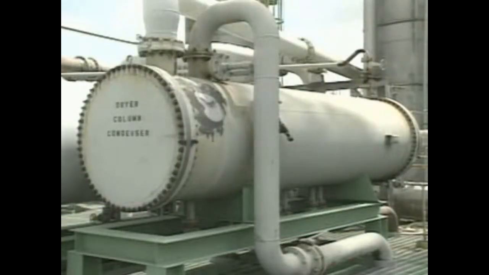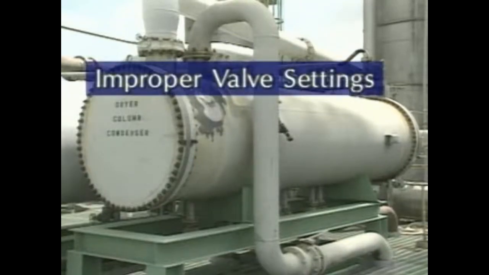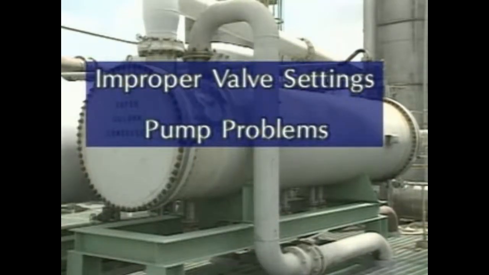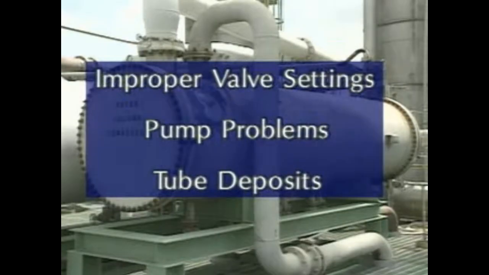Some common conditions that can reduce the cooling water flow through a shell and tube condenser are improper valve settings, problems with the cooling water pump, and deposits in the condenser tubes caused by impurities in the cooling water.